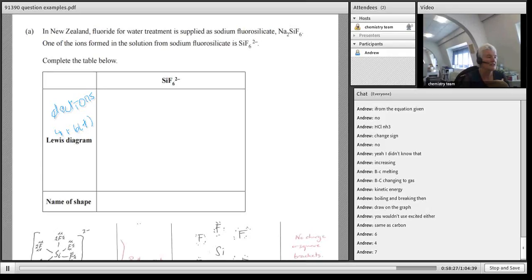Okay, plus 4 from the silicon. So we've got 46 plus those 2 over there. So we've got a total of 48 electrons that we've got to draw. And remember, whenever we draw a line, that's the same as 2 electrons. So either 48 dots or 48 dots minus the number of lines we draw.